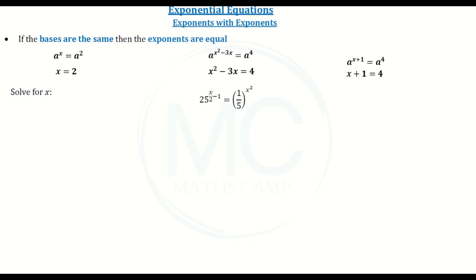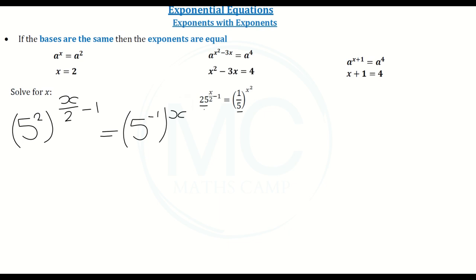25 with an exponent of x over 2 minus 1 is equal to 1 over 5 with an exponent of x squared. 25 has a prime base of 5. So I can say 5 squared. Let's put that into a bracket. And we have an exponent of x over 2 minus 1, equal to, here we have 1 over 5. Let's say a base of 5 and give it an exponent of negative 1. Put into a bracket with our exponent of x squared.